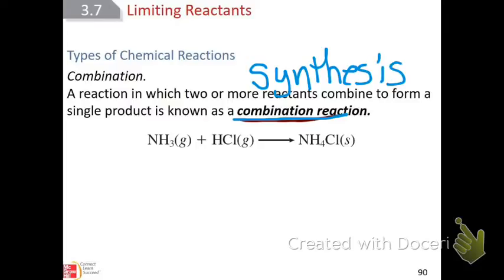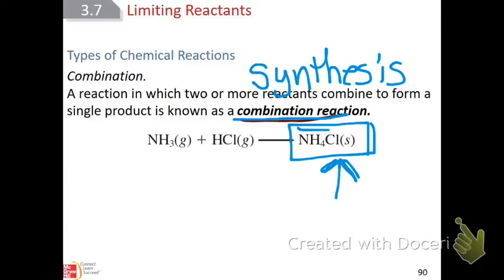Synthesis describes what's happening. It's being synthesized or formed or made. So a reaction where you have 2 or more reactants that join together to become one single product is a synthesis. And this is how you can recognize it. It is the only one of the 5 types of reactions that has one and only one product.